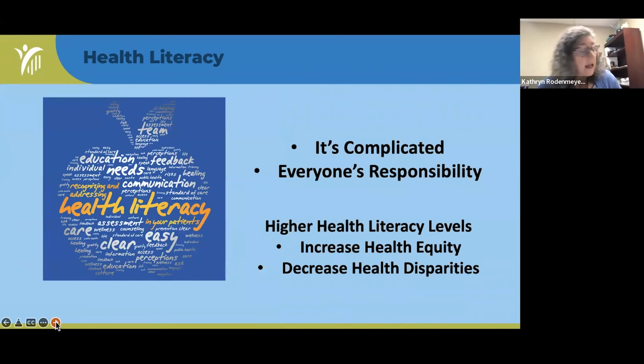So all that to say is health literacy is complicated. And it's everyone's responsibility to eliminate health disparities. And this would create better health equity among patient populations.